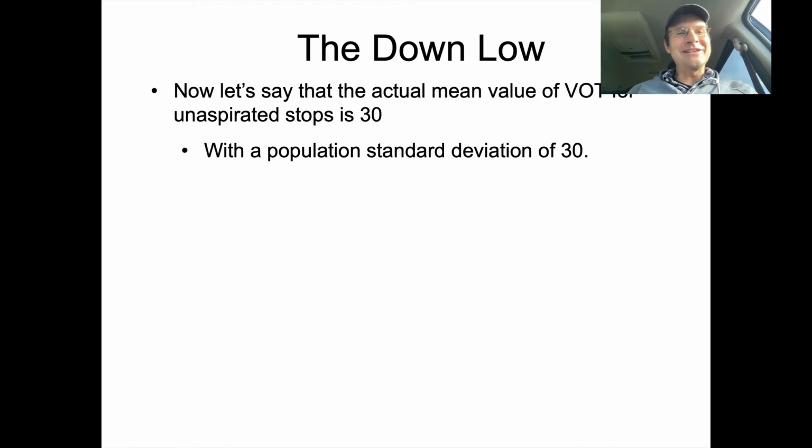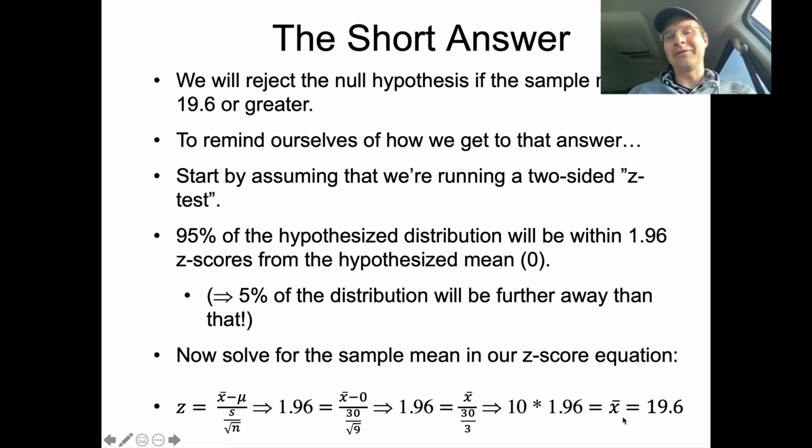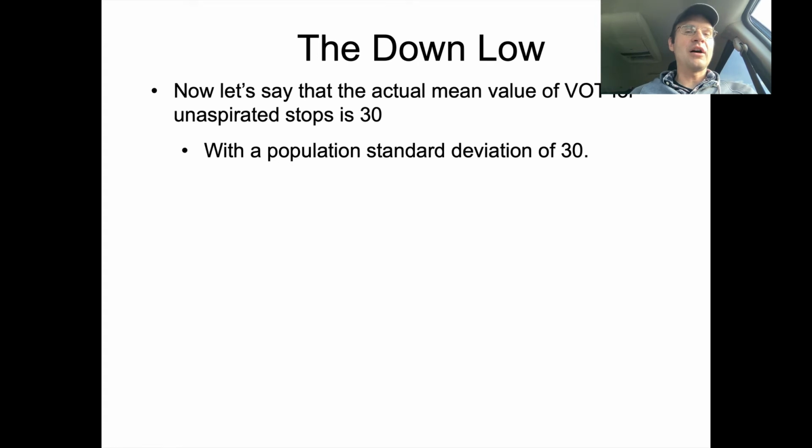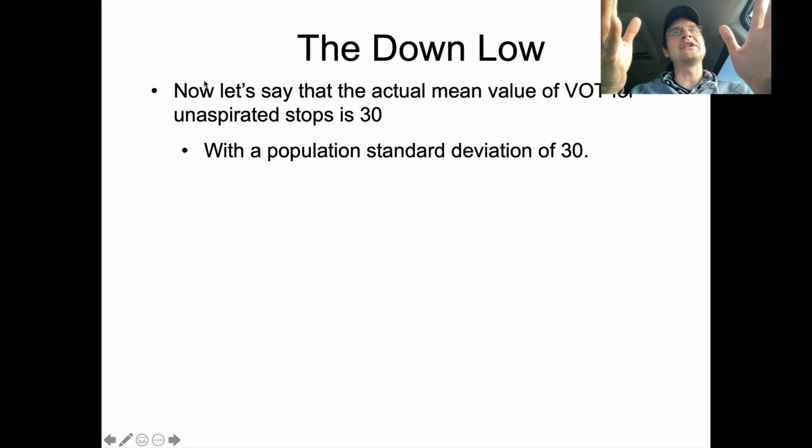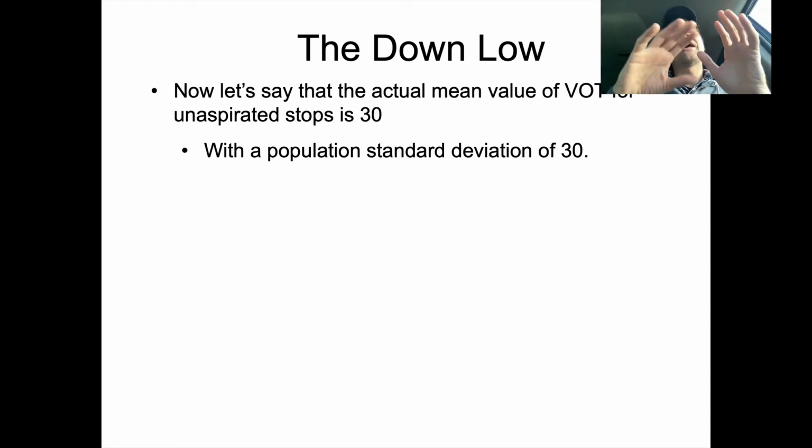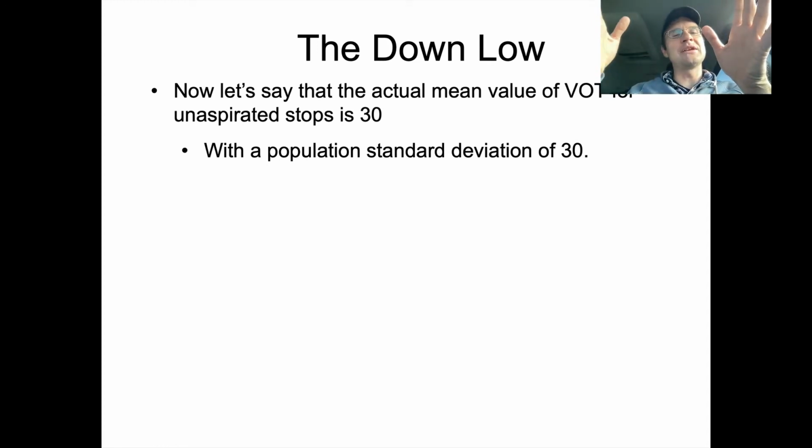Okay, so let's say we have this criterion now, which is basically any sample mean greater than 19.6. We're going to say there's a significant effect. It's significantly different from 0. And let's say we actually have a mean VOT for unaspirated stops of 30. The standard deviation here is going to remain the same, but this mean value is going to be different. Before, in our setup with the graphical depiction of this whole thing, we had means of 0 and 3, standard deviation of 1. Now I'm changing it a bit. We have means of 0 and the actual mean of 30, and the standard deviation is 30.